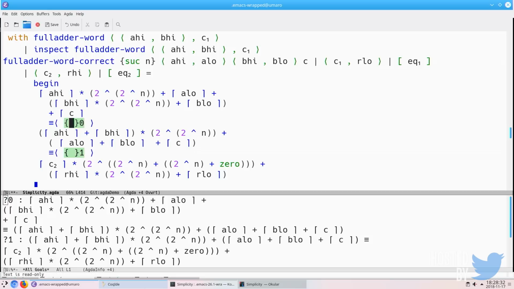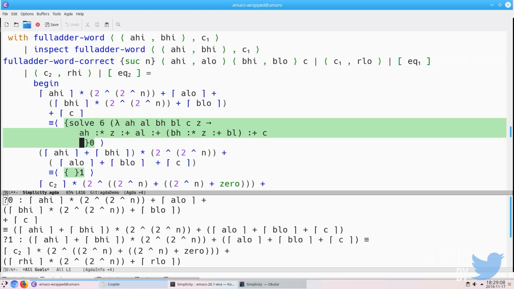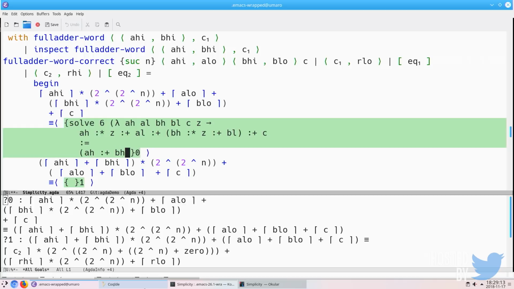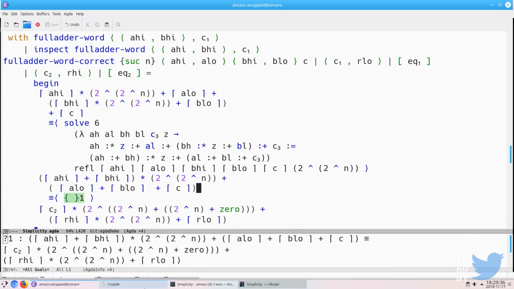How do we prove this? Well, this is just true from high school math, right? So we say we need to solve a 6-variable high school equation with variables a high, a low, b high, b low, c, and z will stand for 2 to the n. All right, so it is obvious that a high times z plus a low plus b high times z plus b low plus c is obviously equal to a high plus b high times z plus a low plus b low plus c, like so. All right, that's obvious. Ta-da. All right, so let's just fill in these parameters. Like so. All right, first step is done.